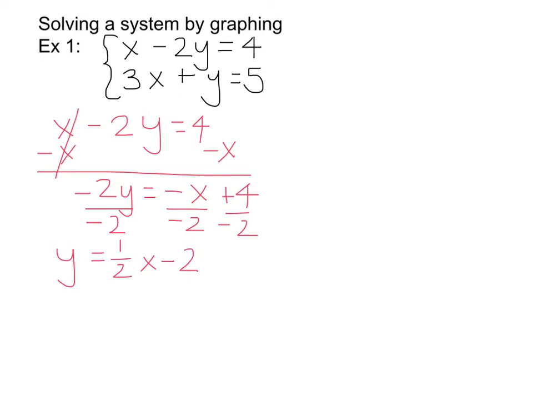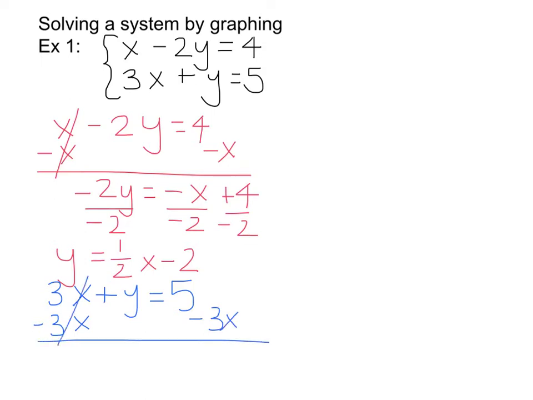Now let's take the second equation that was given to us, which is 3x plus y equals 5. Again, I'm trying to put it in slope-intercept form, so to move positive 3x to the other side, I'm going to subtract it. So that gives me y equals, write your x term first, so negative 3x plus 5. Okay, so let's make a graph.